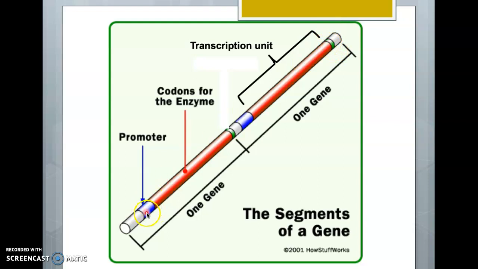So the blue part on here is the promoter region. The codons, which we haven't talked about yet, but the bases that are going to be used to actually make the protein, are in the red section, and then the green is the termination region. And so in this particular picture, there are 2 genes present.